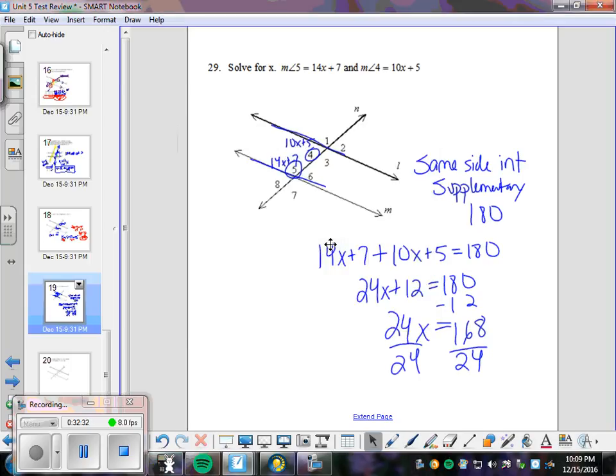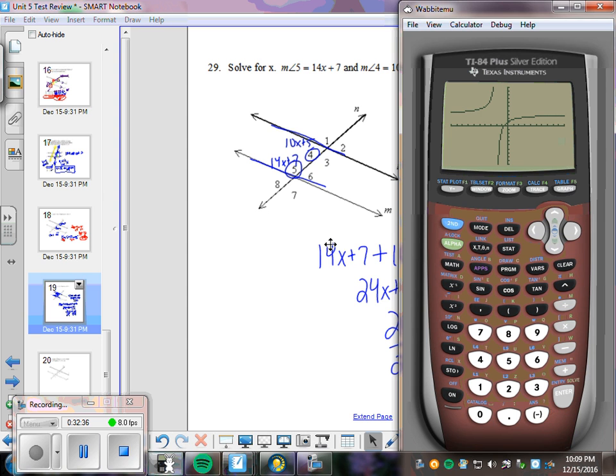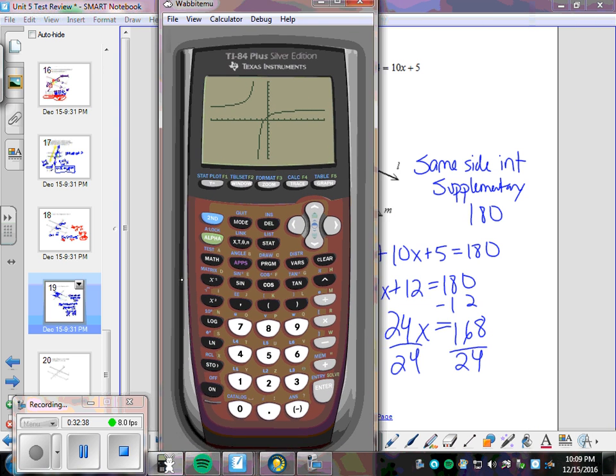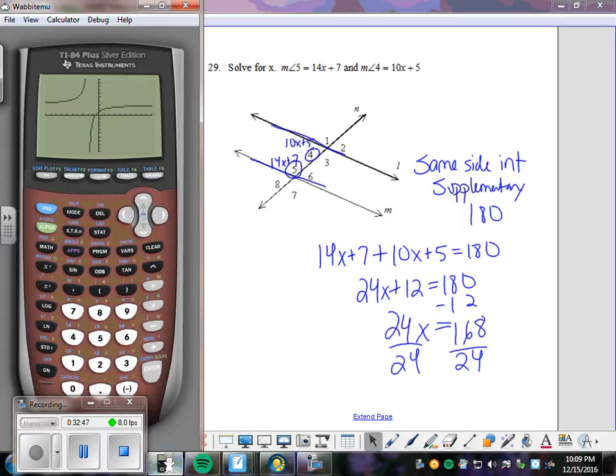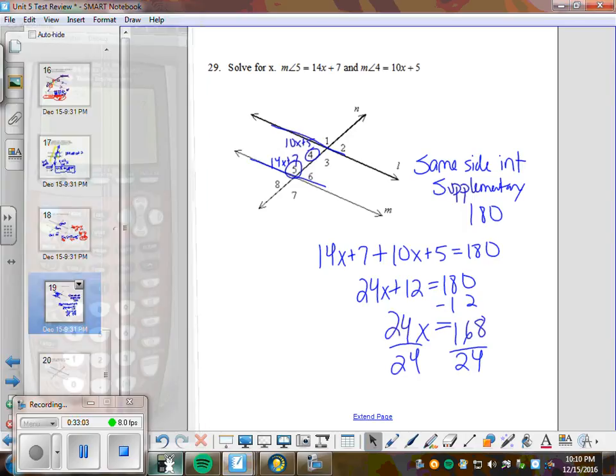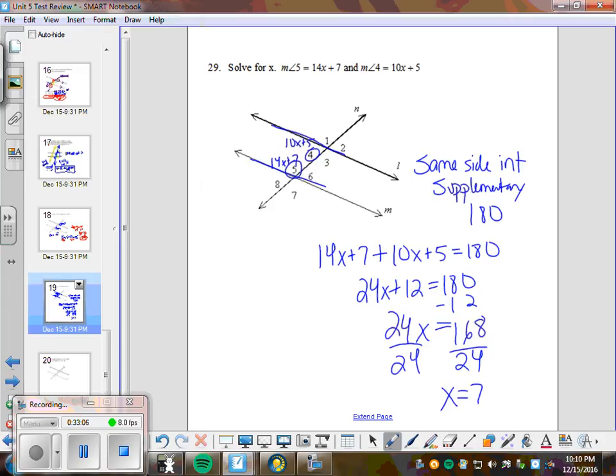Pull up my calculator. Oh, whoa, it went away. Hold on. I lost my calculator. Okay, now 168 divided by 24 is 7. So x equals 7. All right. Give you a minute to write that down.